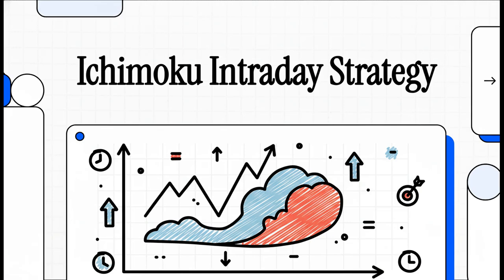Hey everyone, welcome. Today we're diving into a really powerful tool that's designed to cut right through all that market noise. We're going to break down the Ichimoku Cloud and build a complete intraday trading strategy step by step. So let's jump right in.